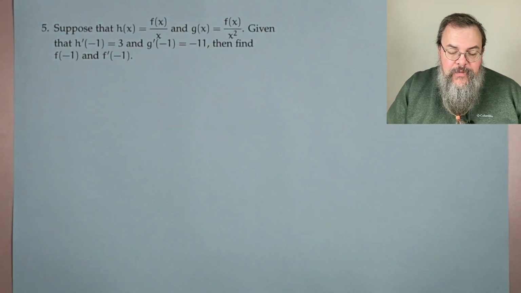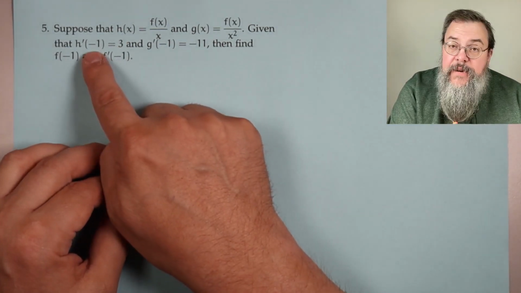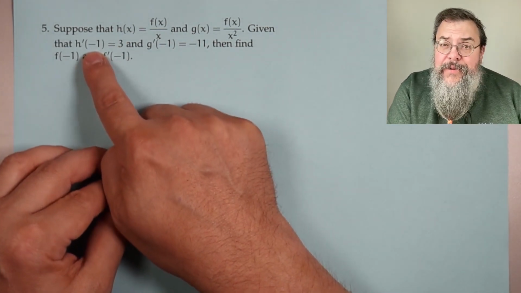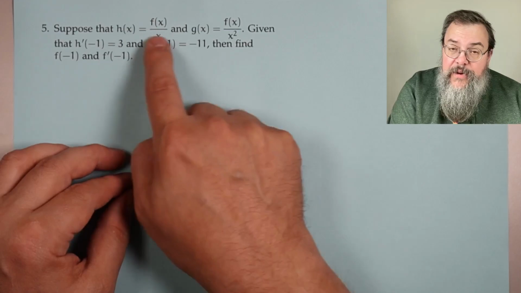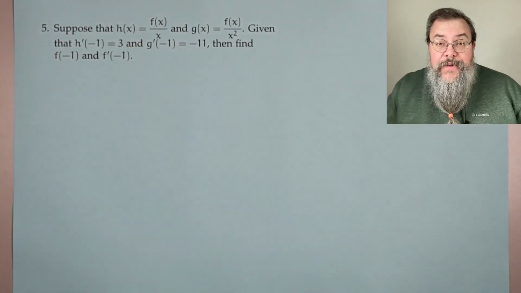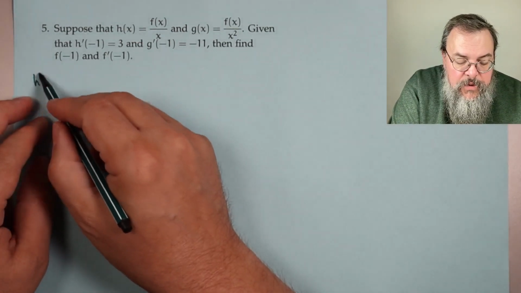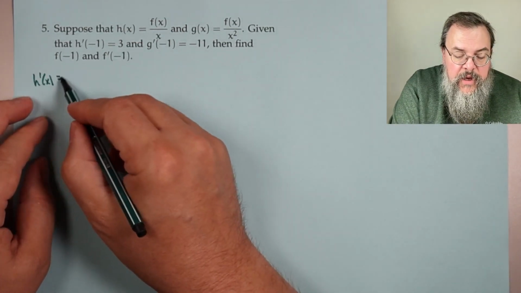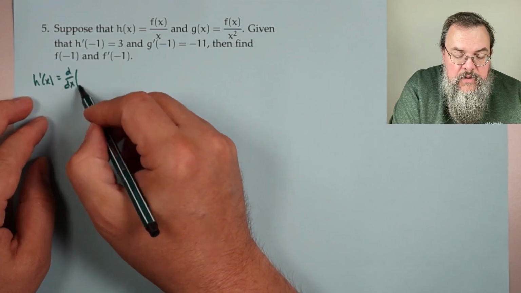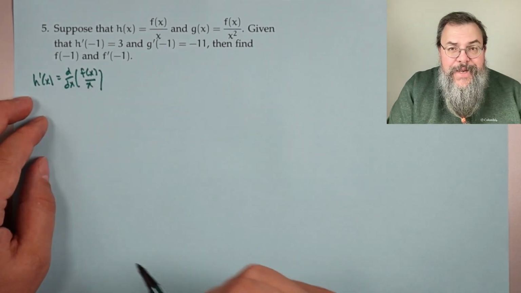All right, good. Well, let's take this and figure out what h prime of negative 1 is. And I suspect it'll have something to do with f, right, because there's an f involved. Looking at this, let's first figure out the derivative of h, and we'll start there. So we have h prime of x. That's the derivative of f of x over x. Quotient. Be careful, right?